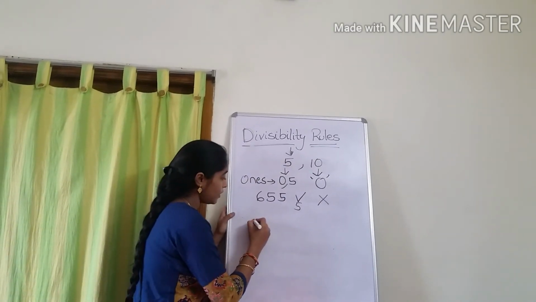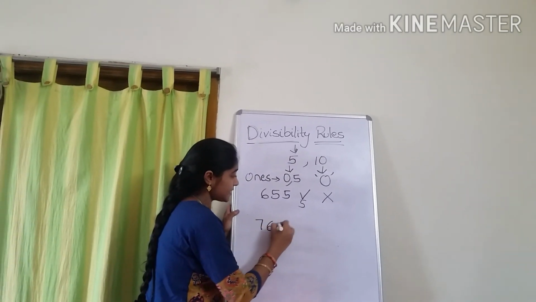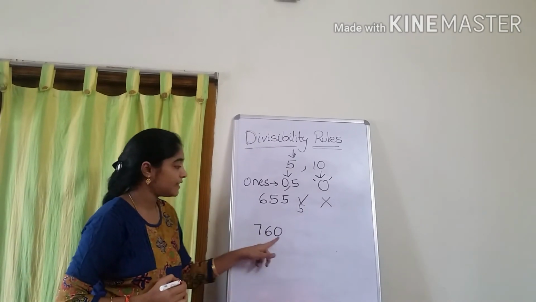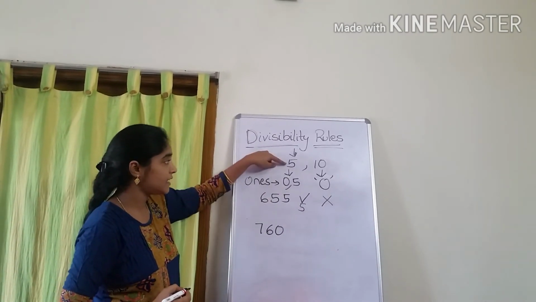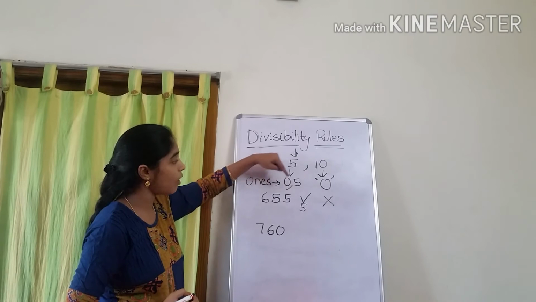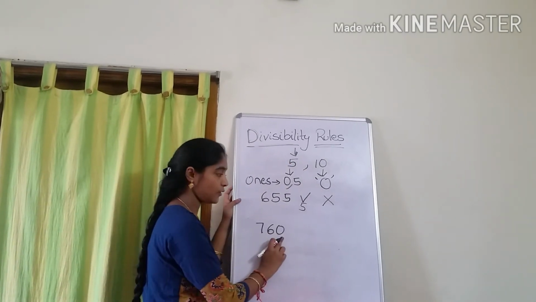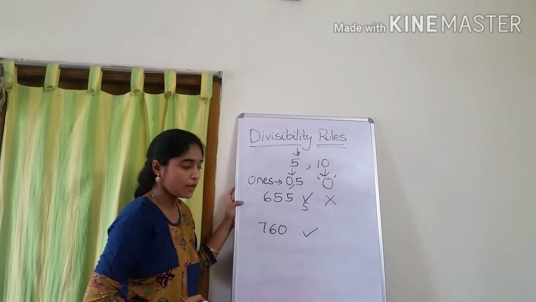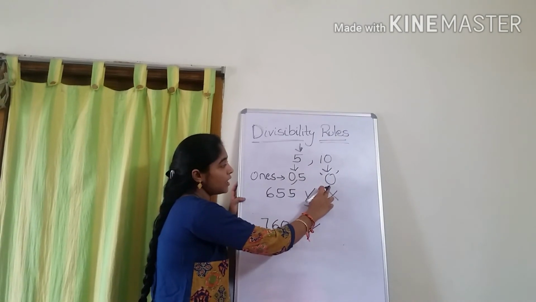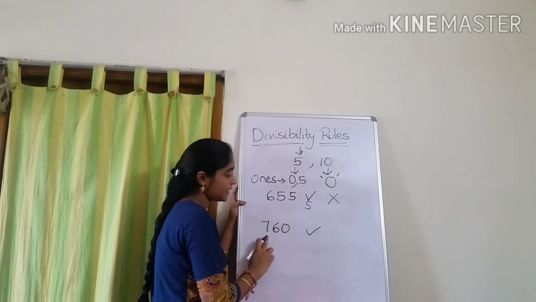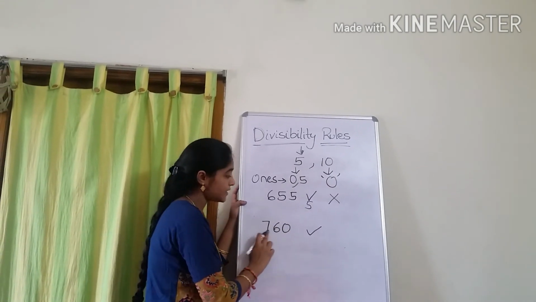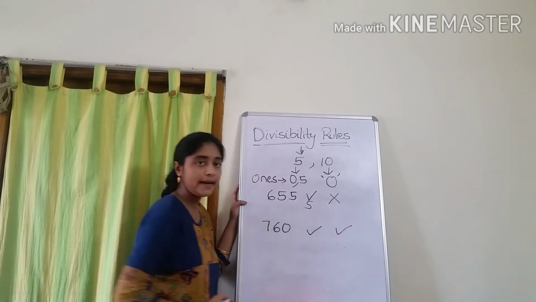Now I am taking one more example. 760. What is there in the ones place? 0. What is the divisibility rule of 5? 0 should be there or 5 should be there. So here what is there? 0 is there. So it is divisible by 5. What is the divisibility rule of 10? In the ones place only 0 should be there. Then it is divisible by 10. What is there here? 0 is there. Then it is divisible by 10.